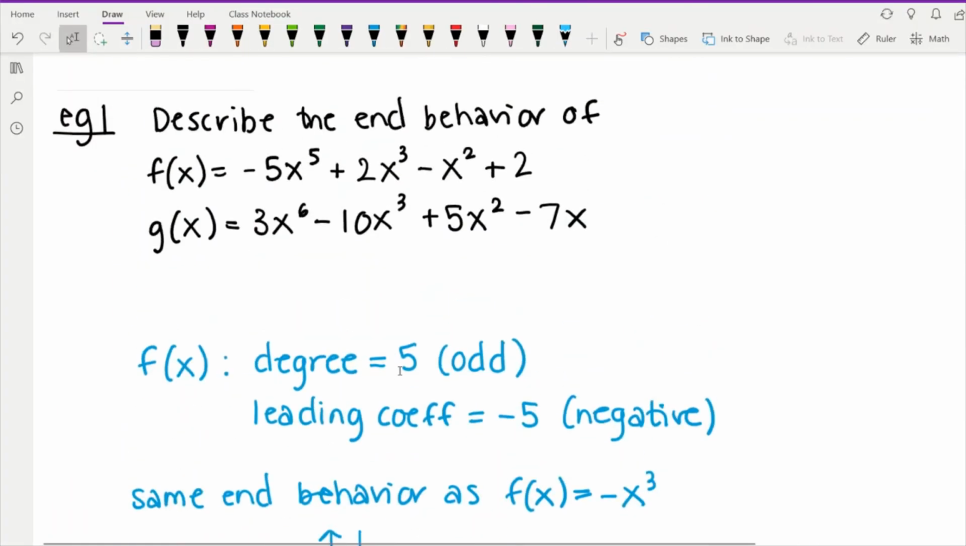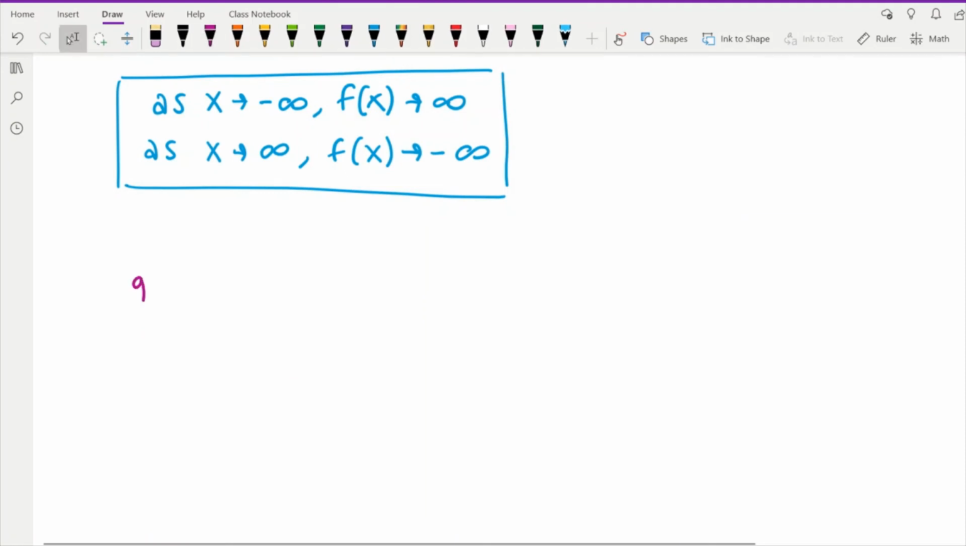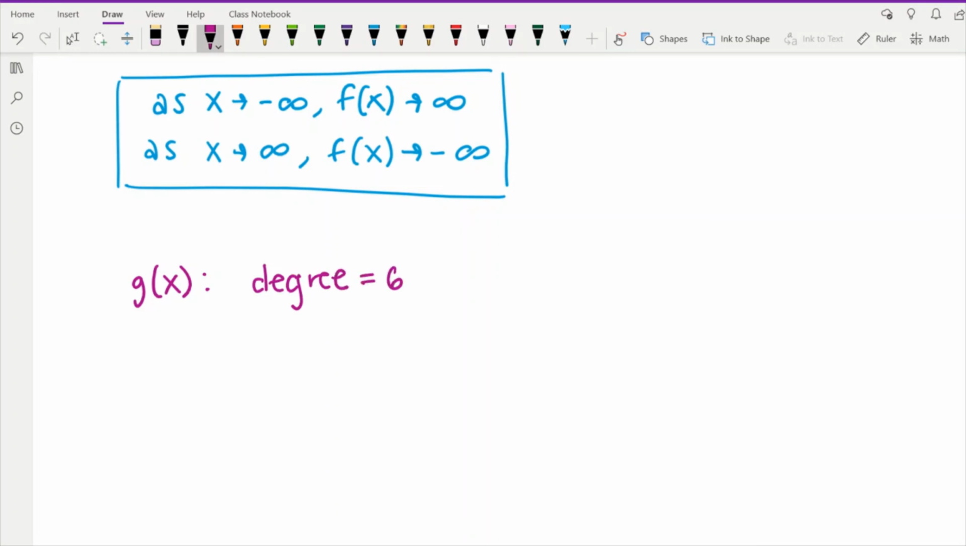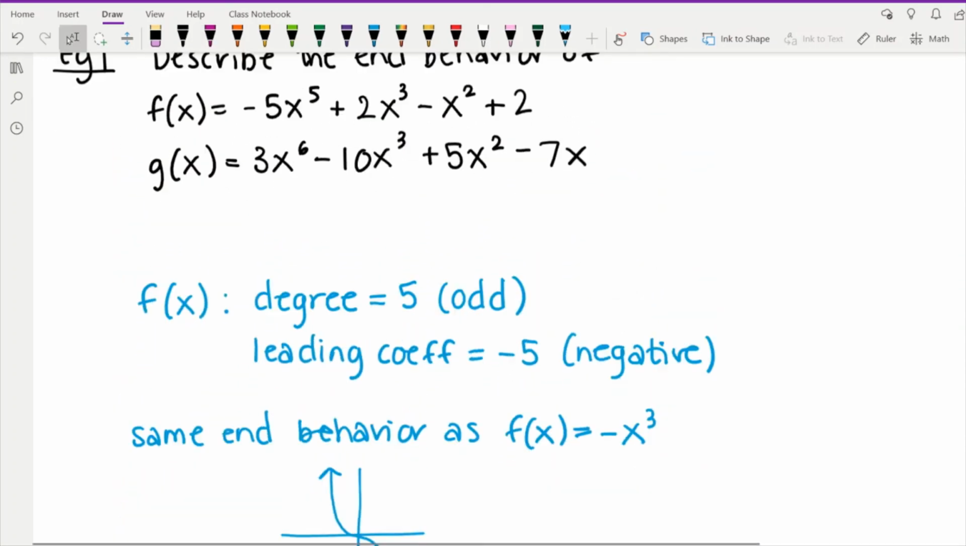So for g of x, what is the degree? Well, the degree in this case is 6. So for g of x, the degree is equal to 6. And so remember, what we need to focus on is the fact that that's an even number. And then what is the leading coefficient? Well, the leading coefficient is 3.